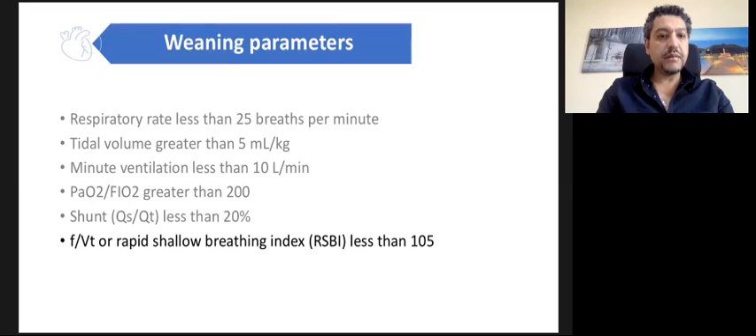Last point, which is very valid and we use it a lot, is the rapid shallow breathing index, or the RSBI, or the F/VT. It should be less than 105. So basically, the patient is likely to be weaned from the mechanical ventilation if the rapid shallow breathing index is less than 105. And sure, this parameter is only available on spontaneous mode of weaning. We will explain it in detail in a dedicated 1 or 2 slides later on, after explaining the weaning modes and everything: how to calculate the rapid shallow breathing index, how to read it on the mechanical ventilator panel as well.